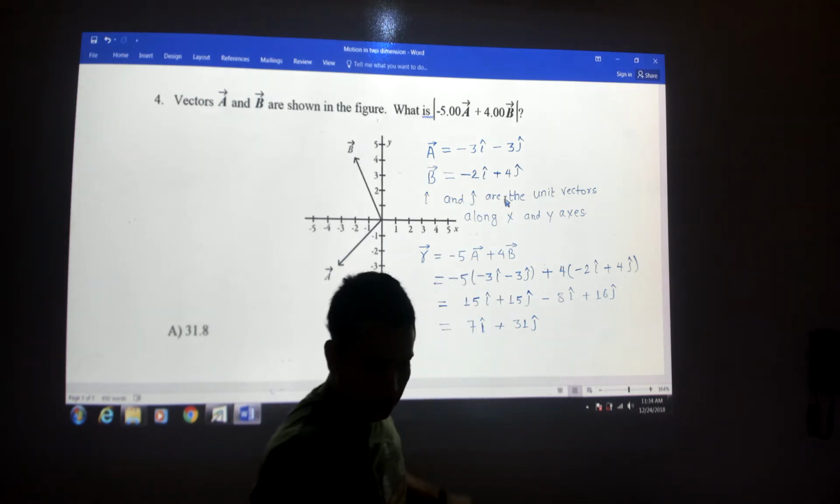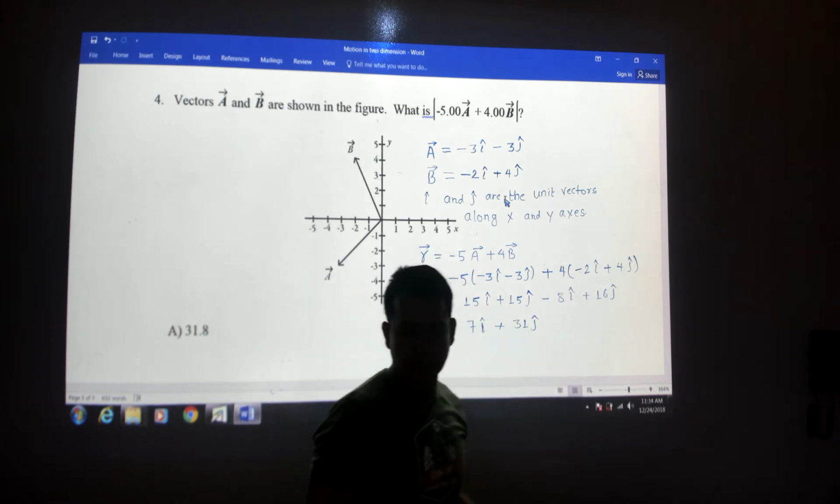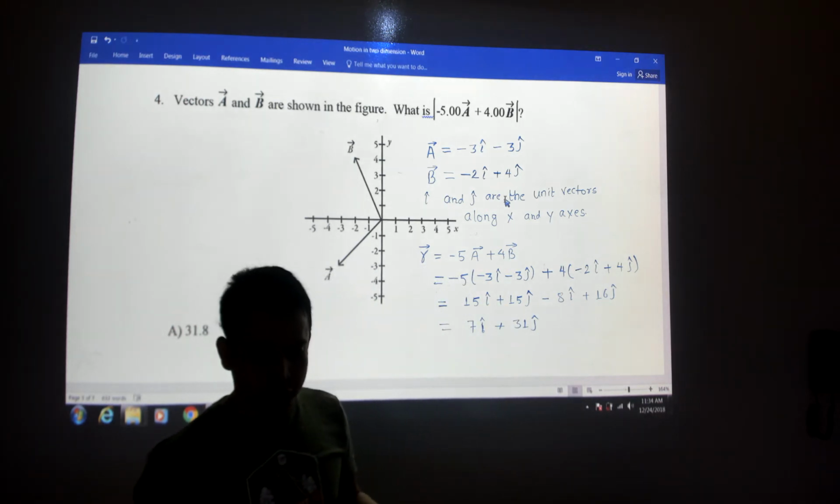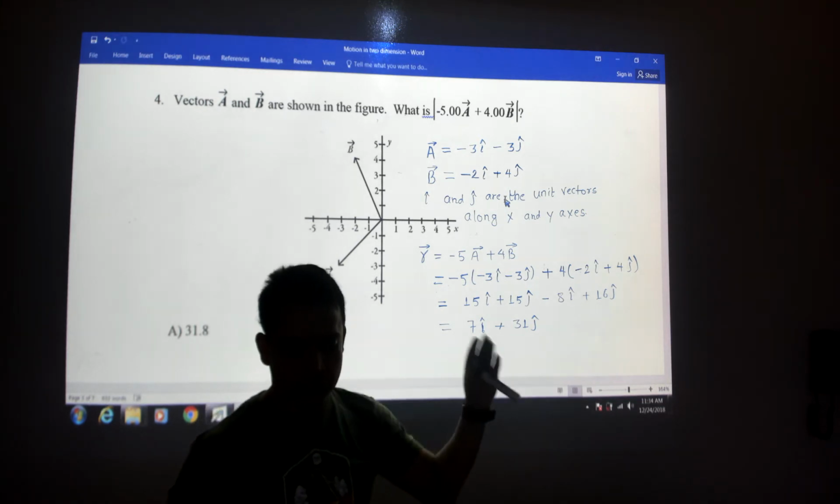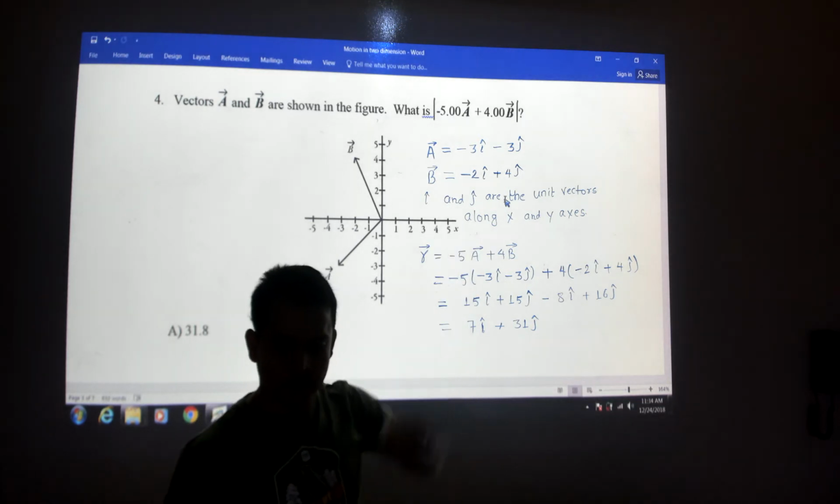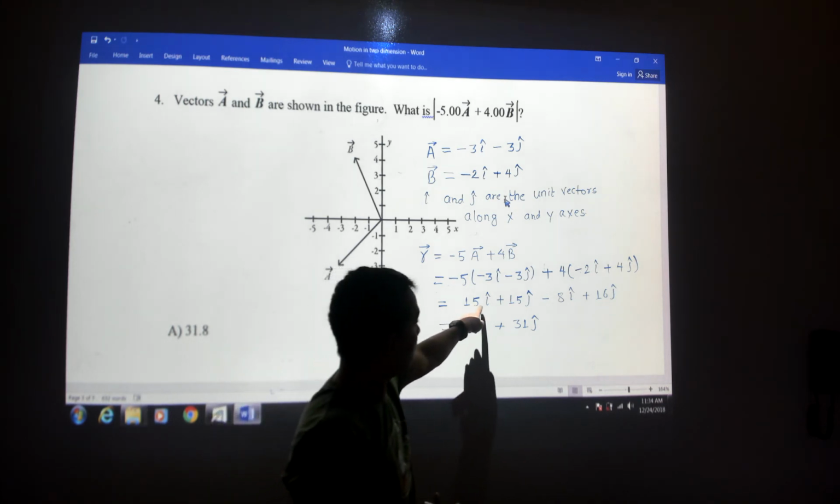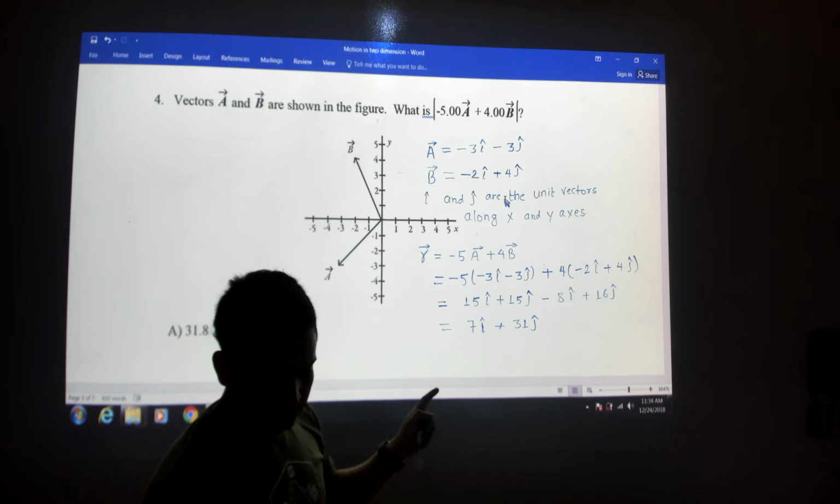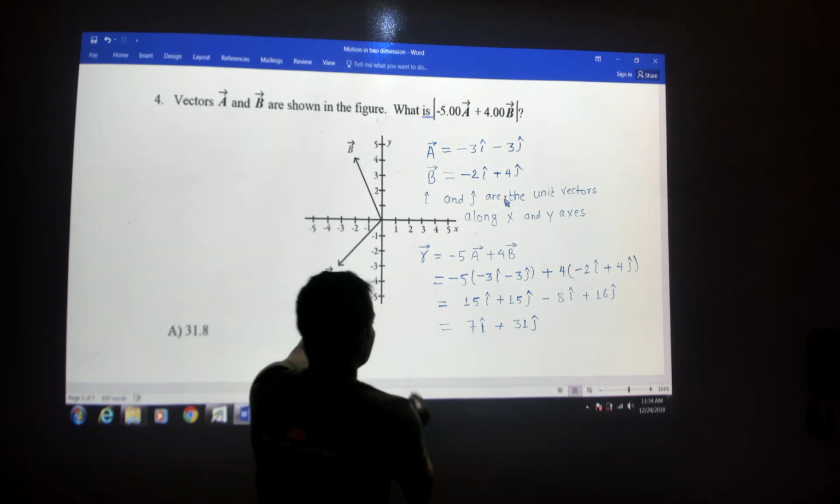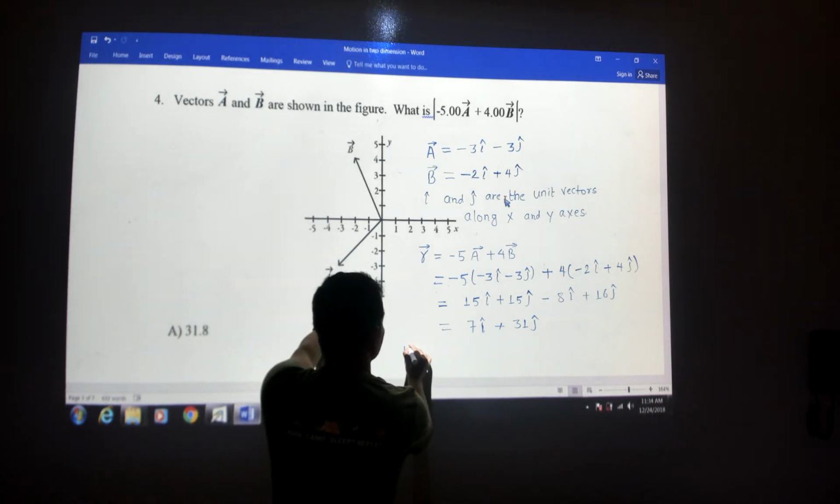Remember, I'm just adding i component with i component. You cannot add i component and j component, because the i component is along the x direction and the j component is along the y direction. So you only add i components with i components. So you got 7 and 31, and you need to find the magnitude of the r vector.